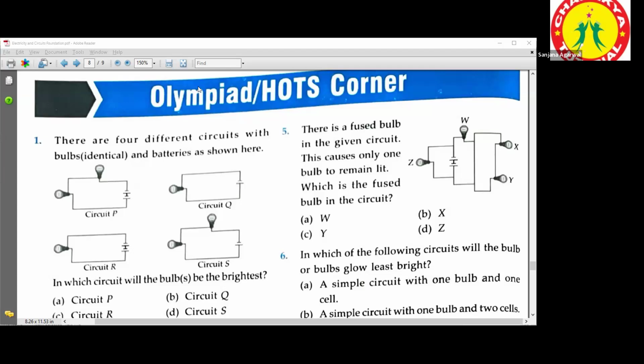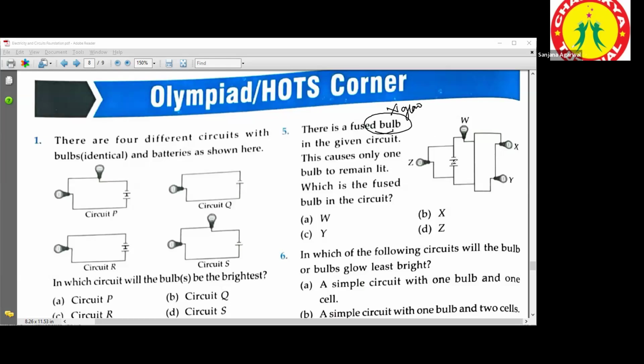Triloki and Shreyans, you also share your answer for fifth. I didn't understand. There is a fused bulb in the circuit. Fused bulb means the one which has a broken filament or which cannot glow. It will not glow. Okay. This causes only one bulb to remain lit.